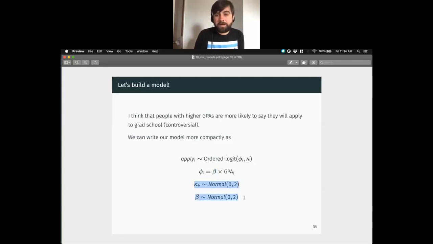And I'm going to use vague priors here, right? These are weakly informative. I don't know what the relationships are going to be, but they're going to take on the full range of plausible values they could take, right? We're going to say a 1 unit increase, going from 2 to 3 GPA, could increase the log odds of application by as much as -4 to 4, right? Pretty big change.